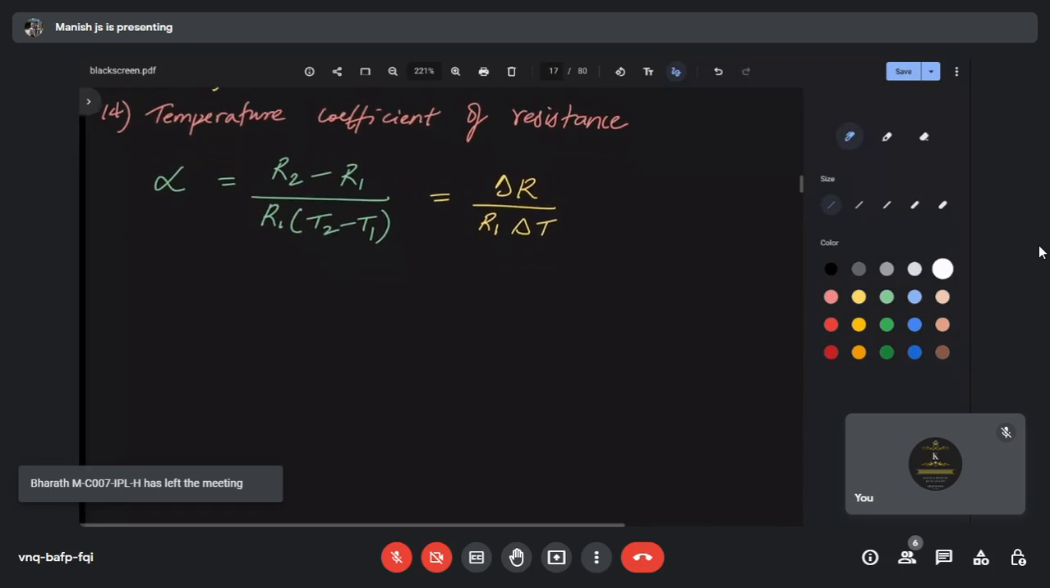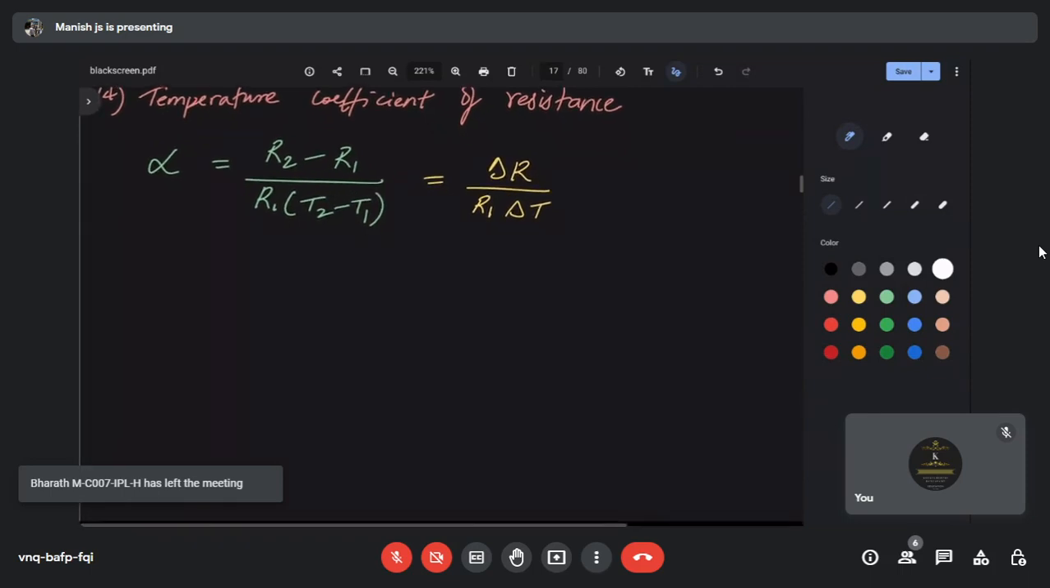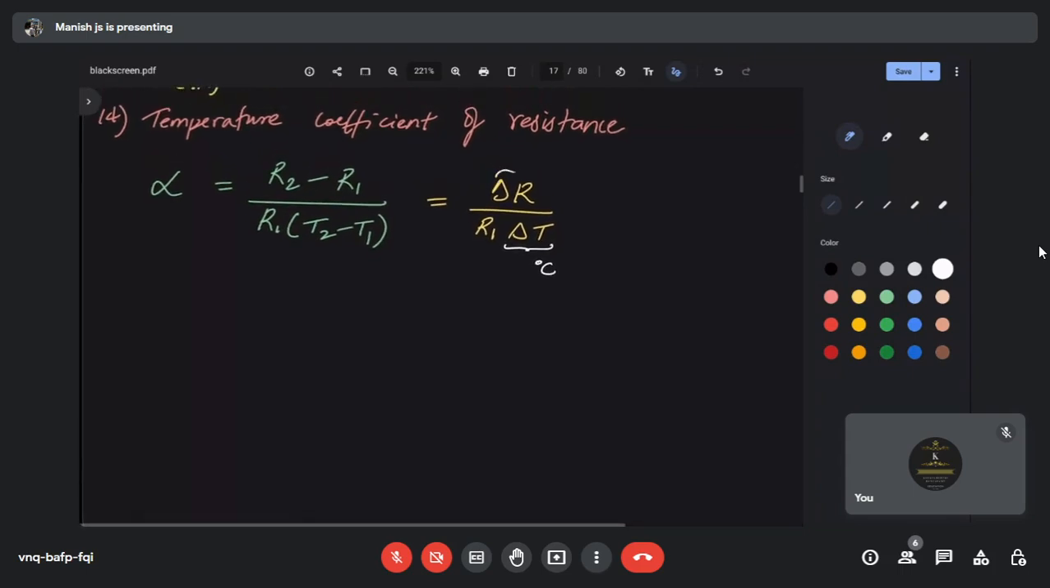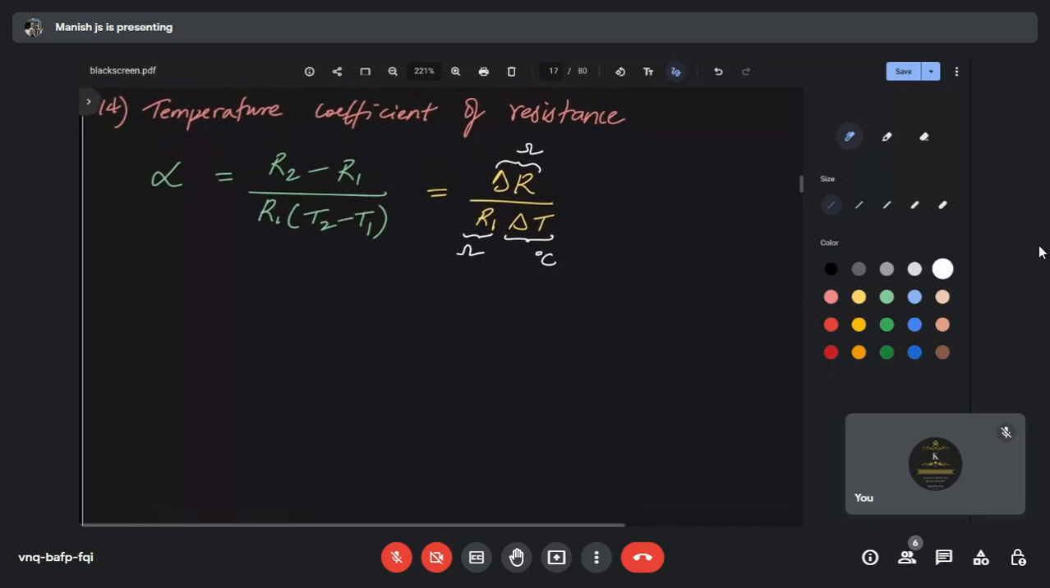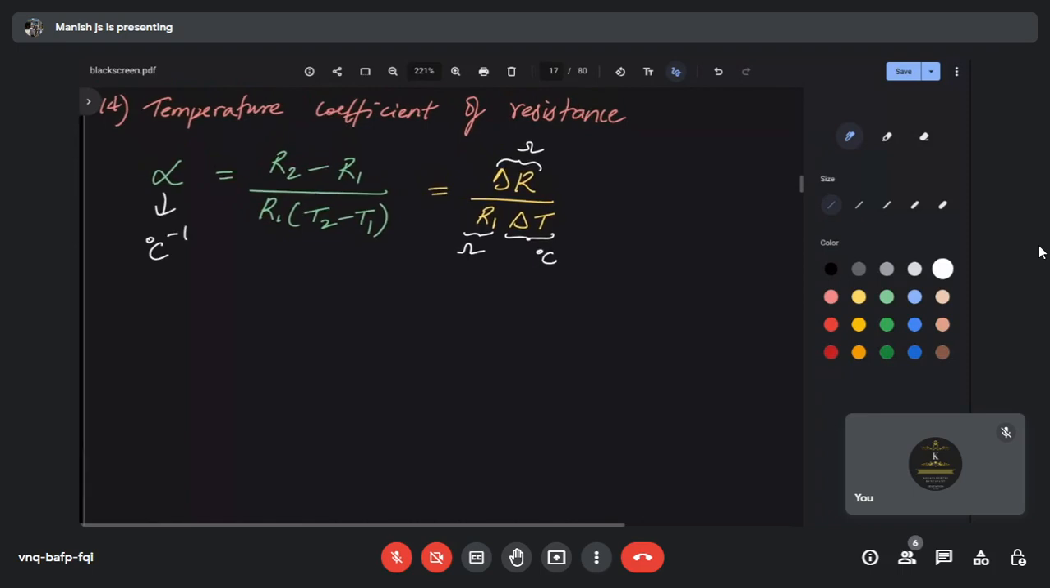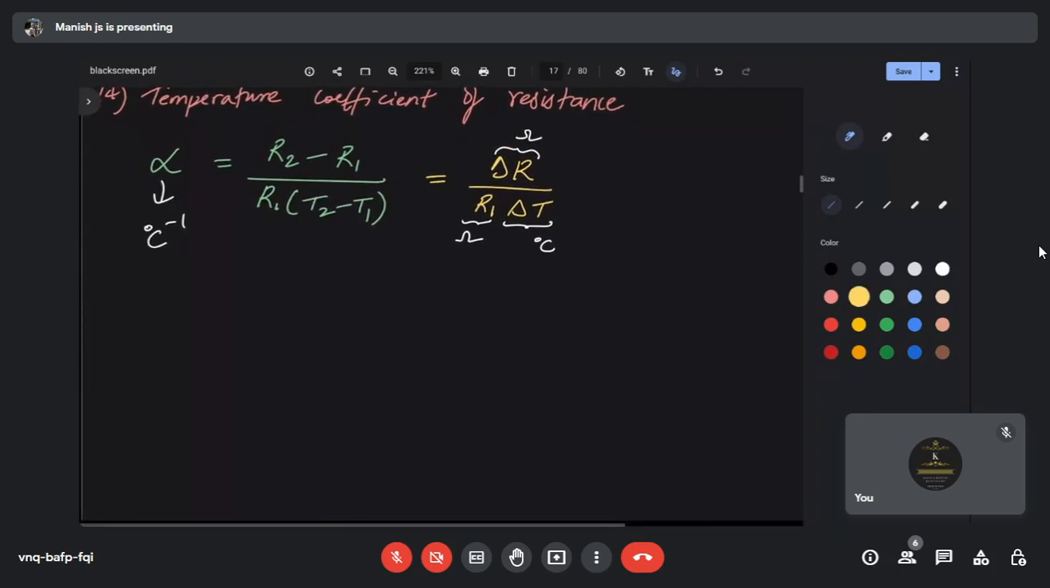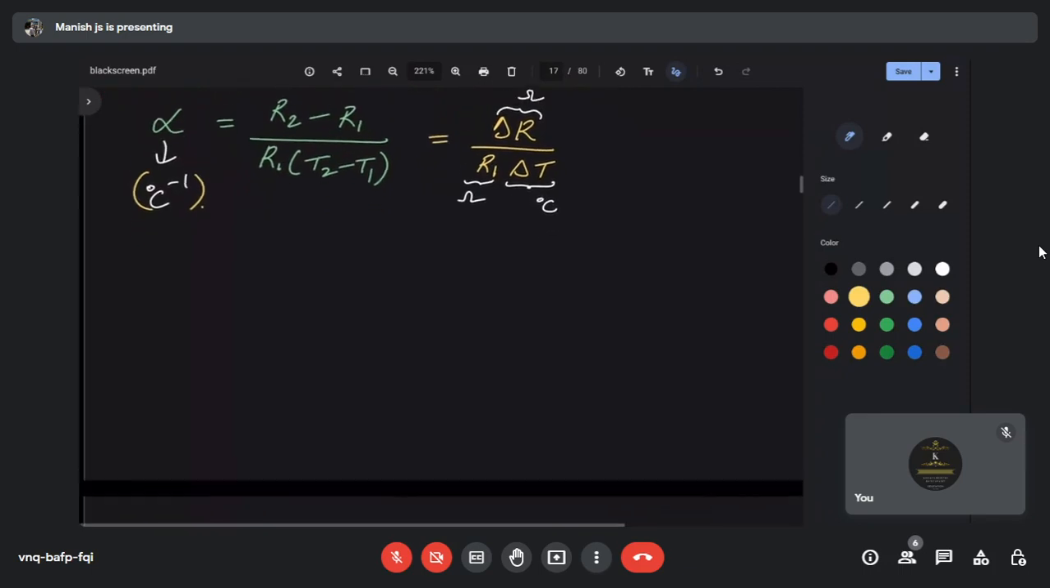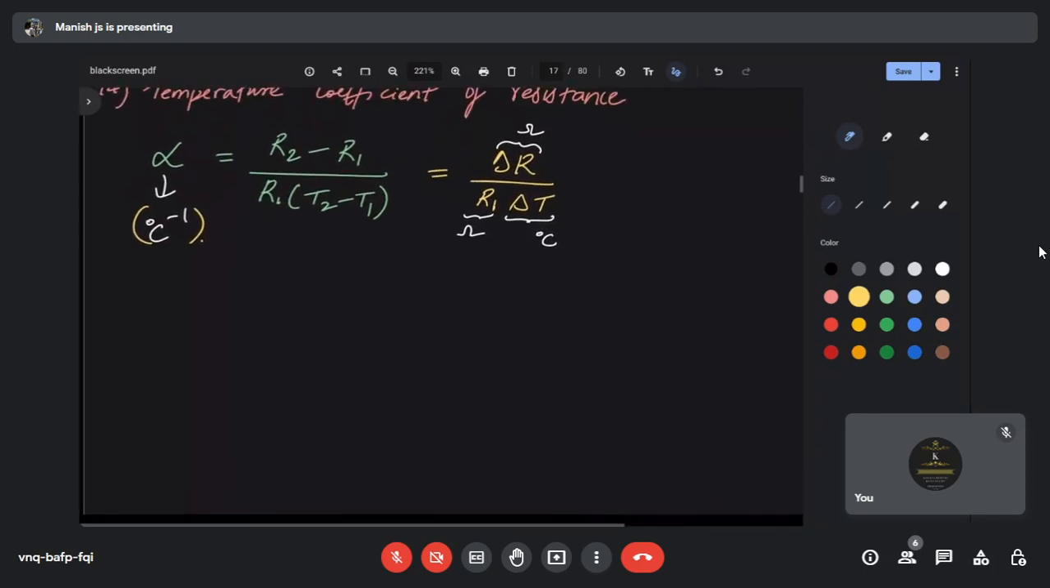So the unit of temperature is degree Celsius. The unit of resistance, you know, is ohms. So what is the unit of alpha? It is per degree Celsius, Celsius inverse, because it is in the denominator.